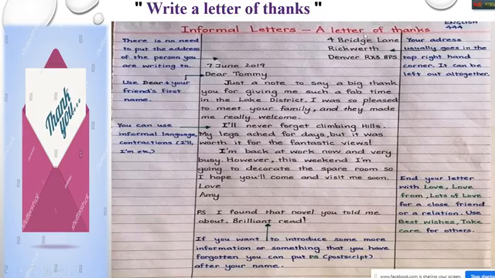You see, this is the British pattern, British style. The sender's address is given here, the date is here, and then you see the salutation and the body: first paragraph, second paragraph, and third paragraph. I mean the concluding paragraph. This is the concluding paragraph. So let's see what happens.